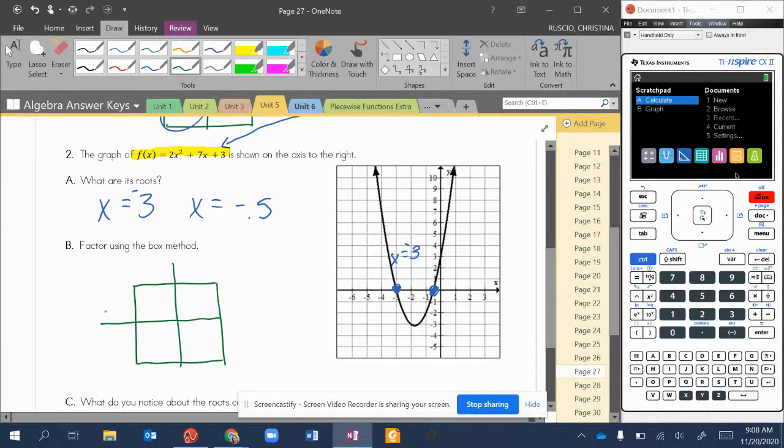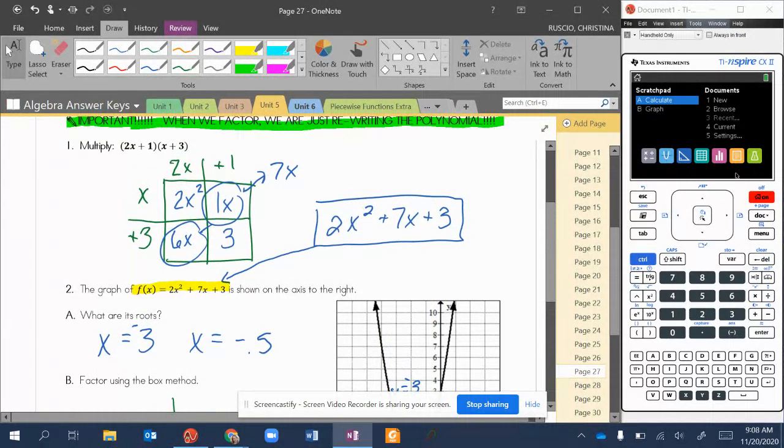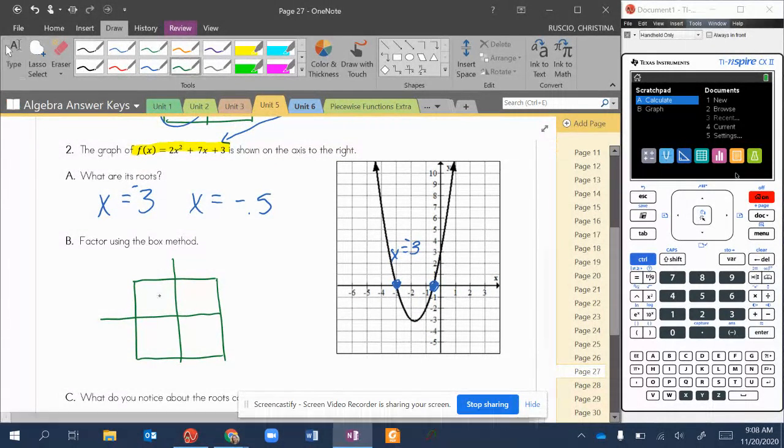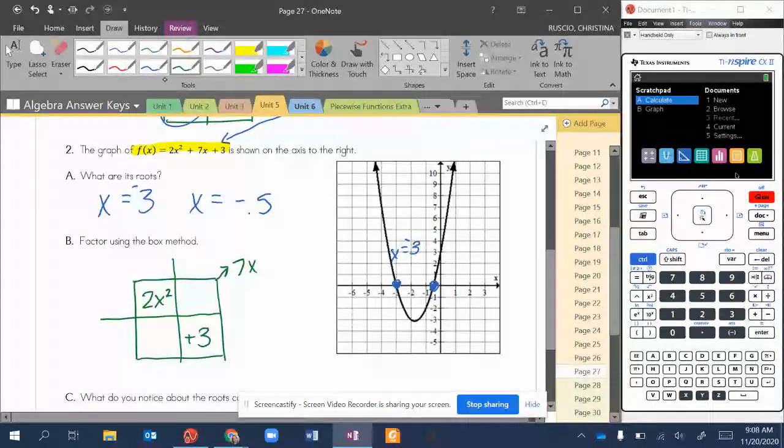So we will set up our box. We're going to pretend that we don't know the two factors, which we do because they're in number 1. But what we're going to do is fill in the box. So my 2x squared is always going to go in the top left. My tail is my 2x terms added together, and my positive 3 is in the bottom right.